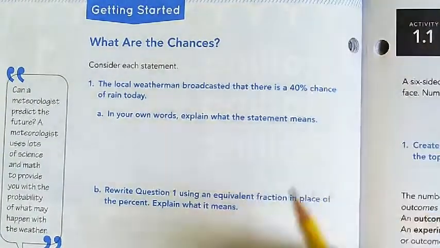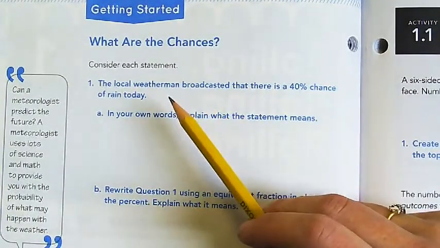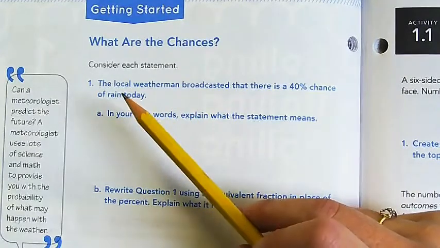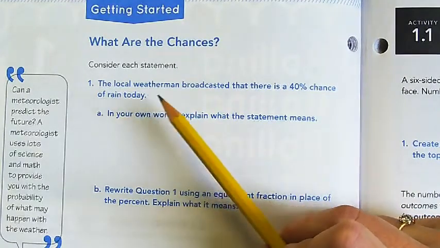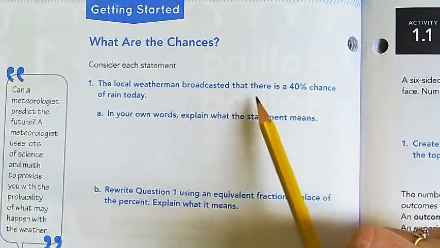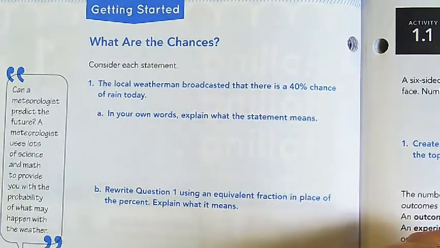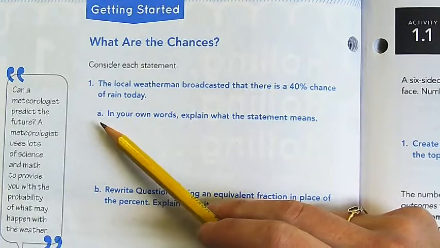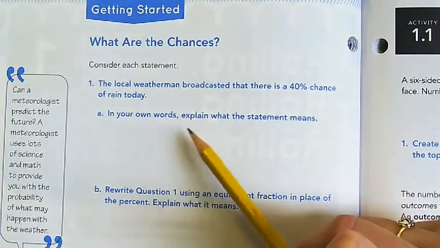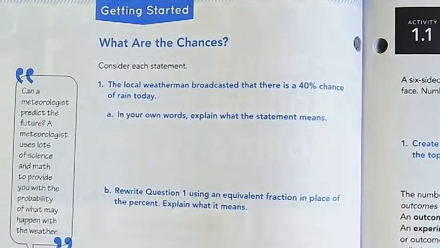What are the chances? Consider each statement. Number 1, the local weatherman broadcasted that there is a 40% chance of rain today. A says, in your own words, explain what this statement means.